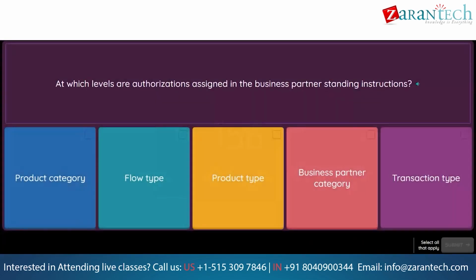Question: at which levels are authorizations assigned in the business partner's standing instructions? Option 1, product category. Option 2, flow type. Option 3, product type. Option 4, business partner category. Option 5, transaction type.